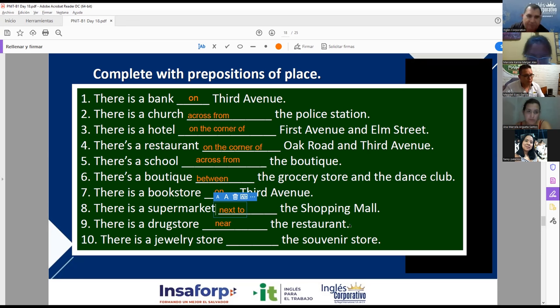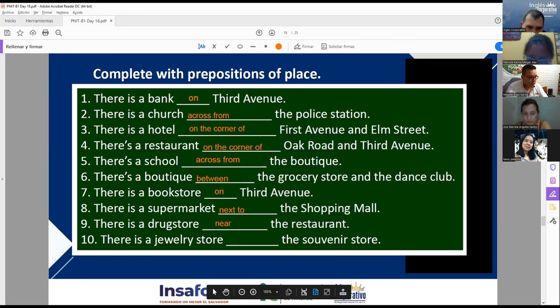Entonces, la 10 sí sería there is a, ¿cómo se pronuncia eso? Hey, will. Gerald. Yeah. Jewelry store. ¿Cómo? Jewelry store. There is a jewelry store next to the souvenir store.